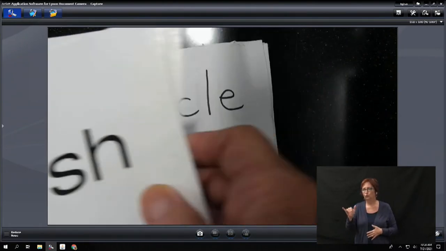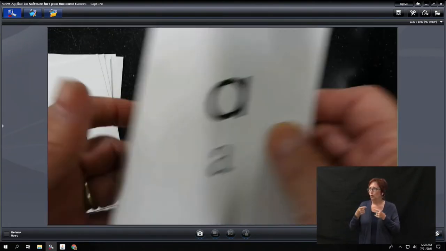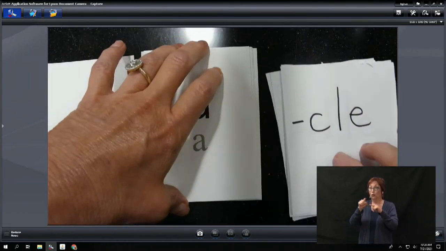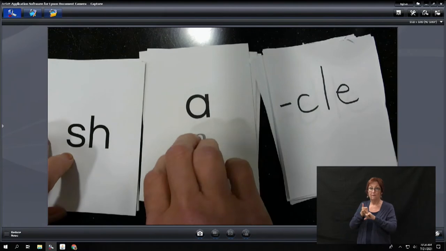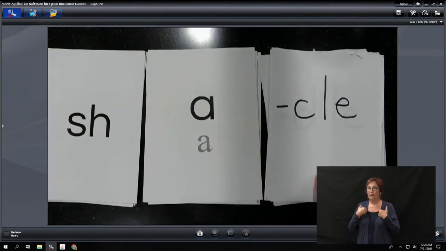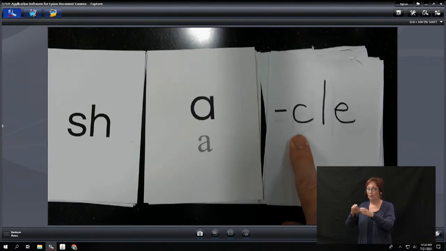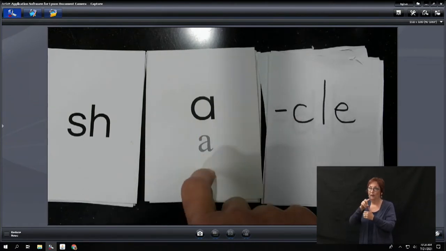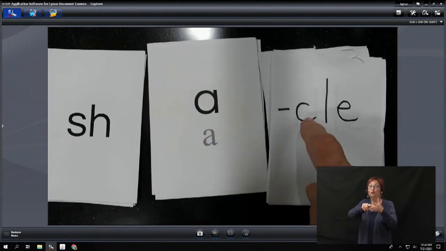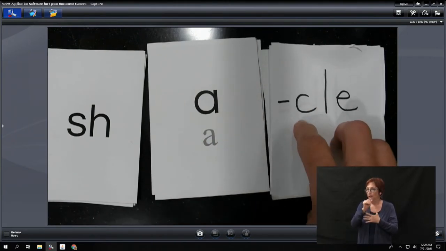Okay, so in your blending drill, when you make those cards, you will put that in the final pile because it doesn't start with a vowel. The only time it goes in the middle pile is if it starts with a vowel. It does not start with a vowel, so it goes in the final pile.